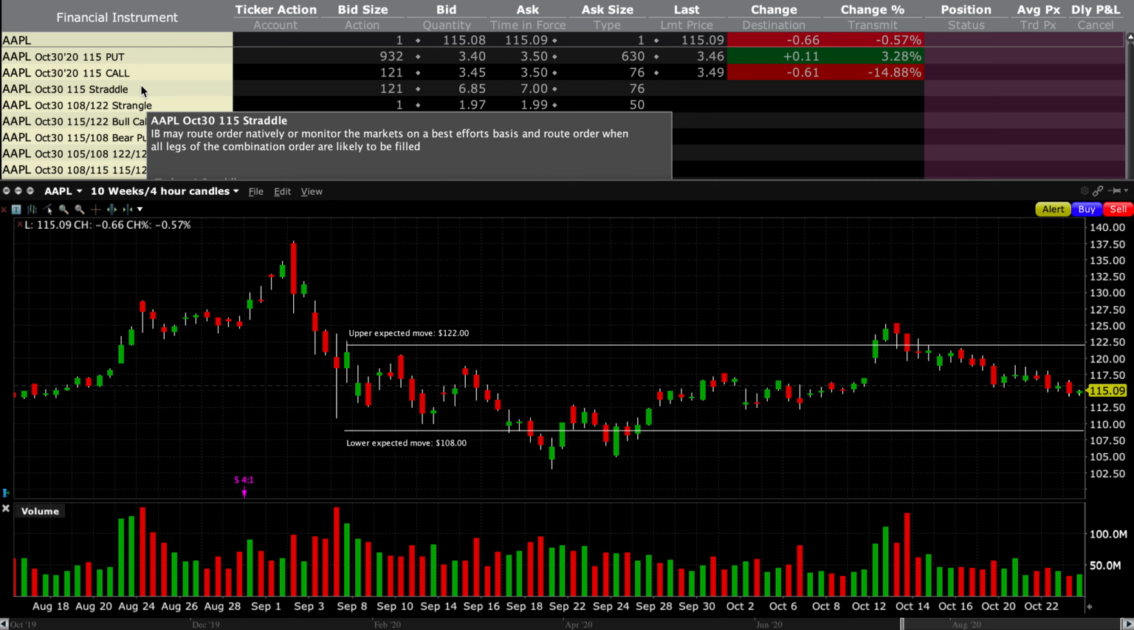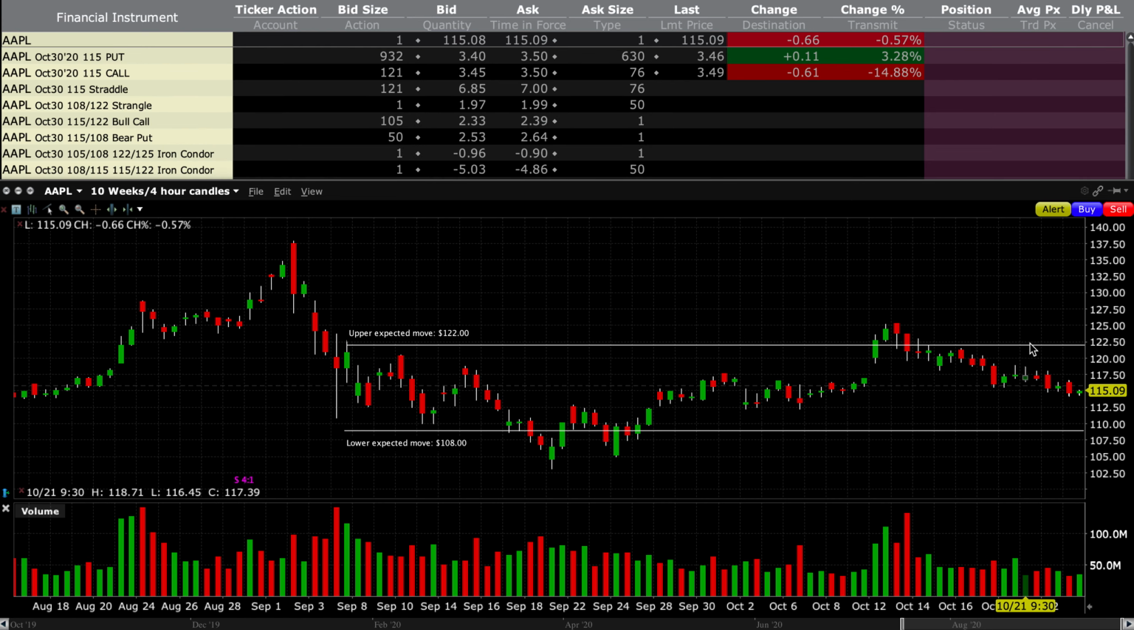So AAPL reports earnings on Thursday after close, and the straddle is currently trading at around $7. So looking at the chart over here, you can see that the closing price on Friday was $115.09. And if we go up $7, we get to $122 approximately. If we go down $7, we get to $108. So those are our upper and lower expected moves for the week.